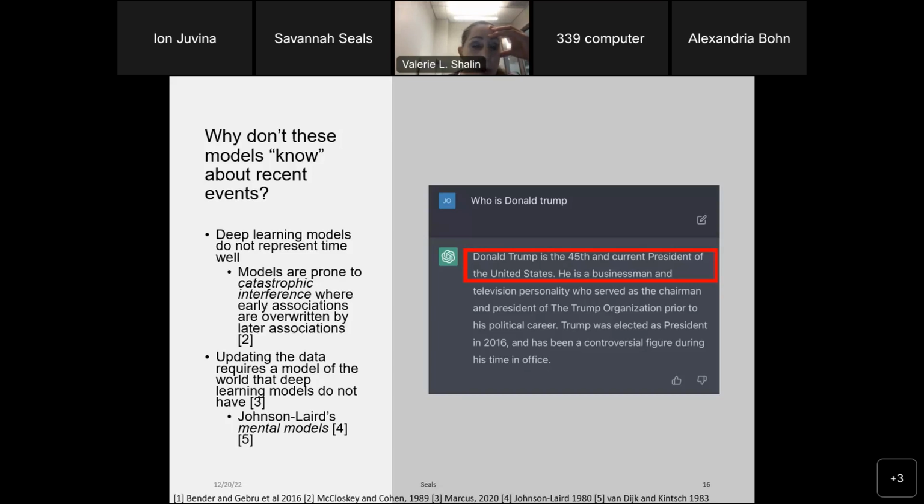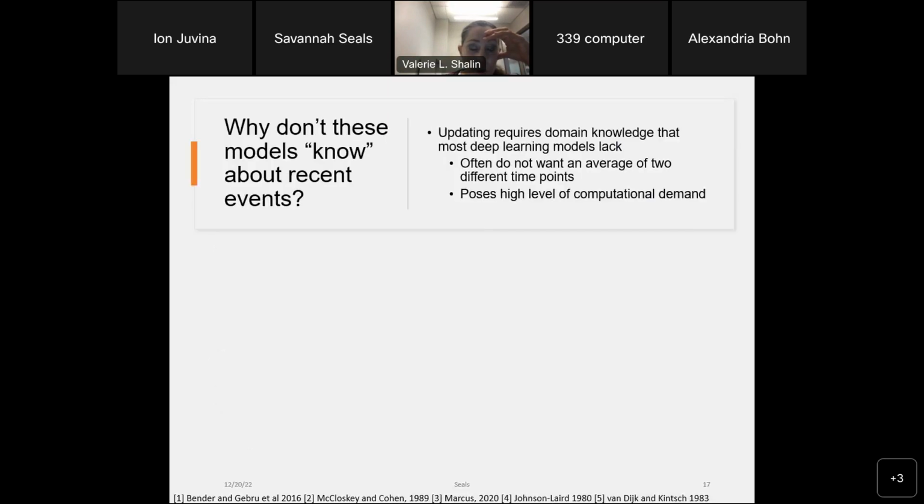And so in general, updating your data requires a model of the world that deep learning models don't have. You can think of this as similar to Johnson-Laird's notion of a mental model. Combined with this mental representation of the world, we also need domain specific knowledge in order to update information. And we typically don't want an average of two time points. For example, there is no average of Joe Biden is the president of the United States and Donald Trump is the president of the United States. Even if there was some average of those two, we don't want that because it would be incorrect, because whatever the average of that is has never been true.